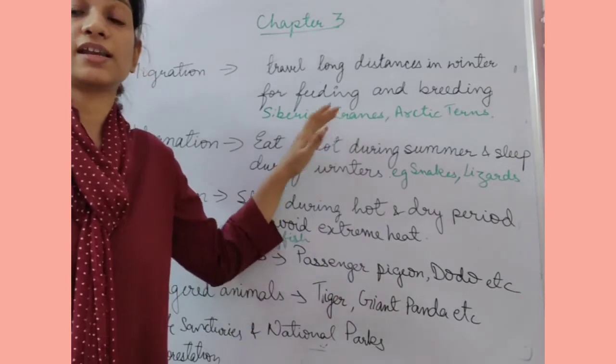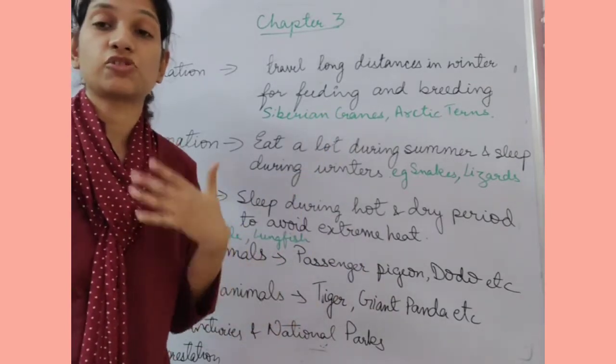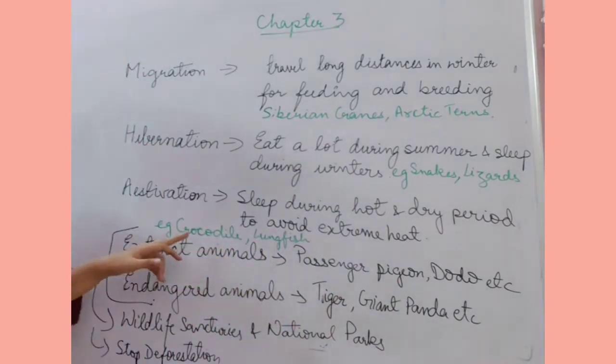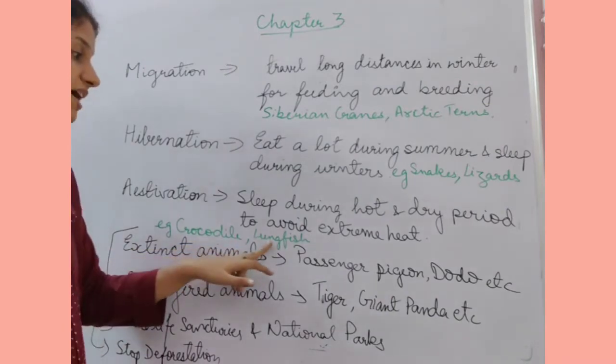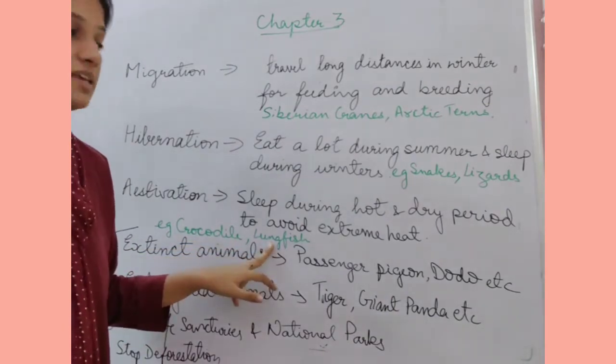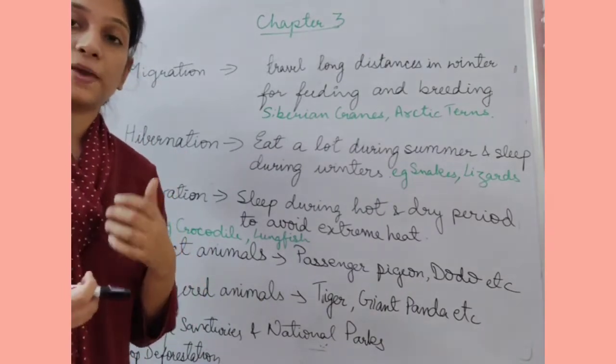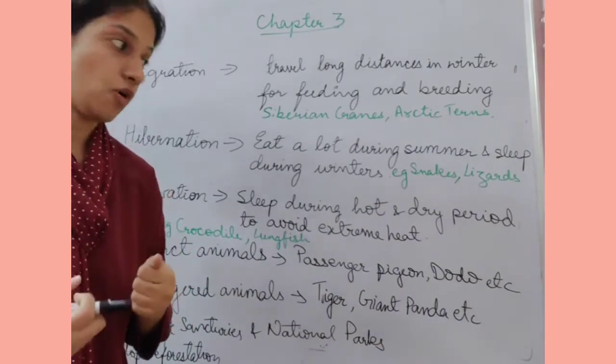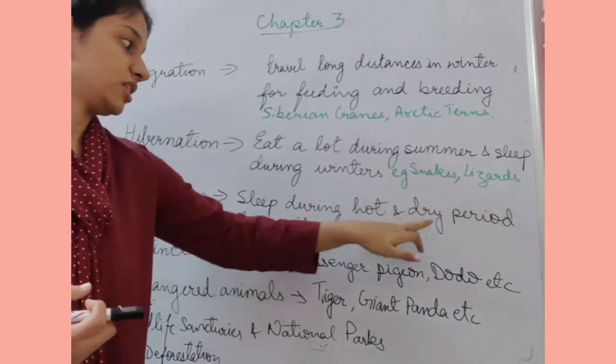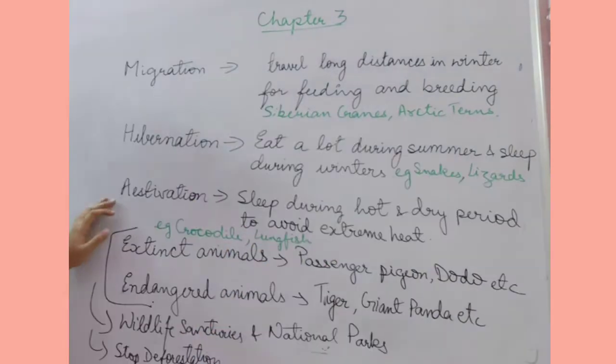Now, some areas are extremely cold and some areas are extremely hot. So we have animals like crocodile and lungfish. These animals cannot bear the extreme heat. So they sleep during the hot and dry period. This is called estivation. Then we talk about extinct and endangered animals.